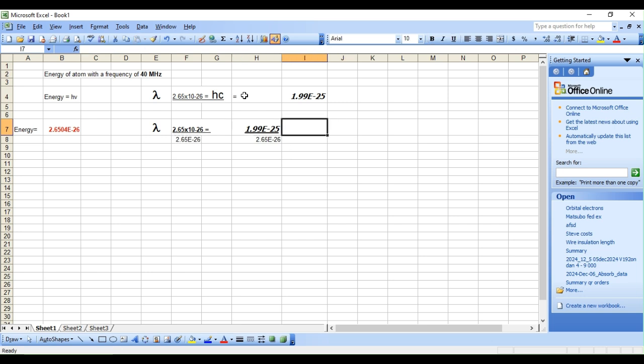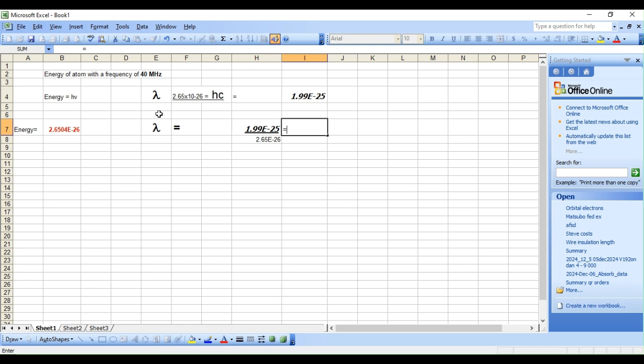Now in Excel, it's really easy. It's going to cancel on the left. Let me just cancel that out. So this is going to cancel here, right? So I'll delete that. So lambda alone, lambda equals just this quotient: 1.99 e to the minus 25 divided by 2.65 e to the minus 26.